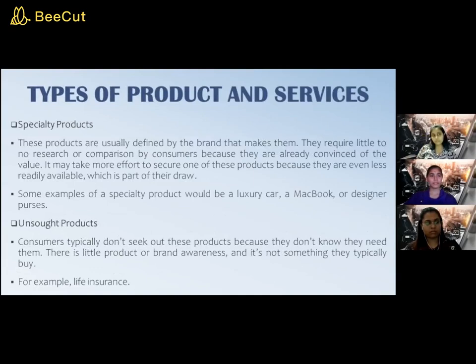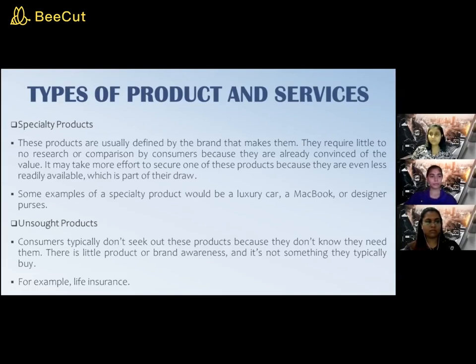Next is specialty products. These products are usually defined by the brand that makes them. They require little to no research or comparison by consumers because they are already convinced of the value. It may take more effort to secure one of these products because they are even less readily available, which is part of their draw. Some examples of a specialty product would be a luxury car, a MacBook, or designer purses.